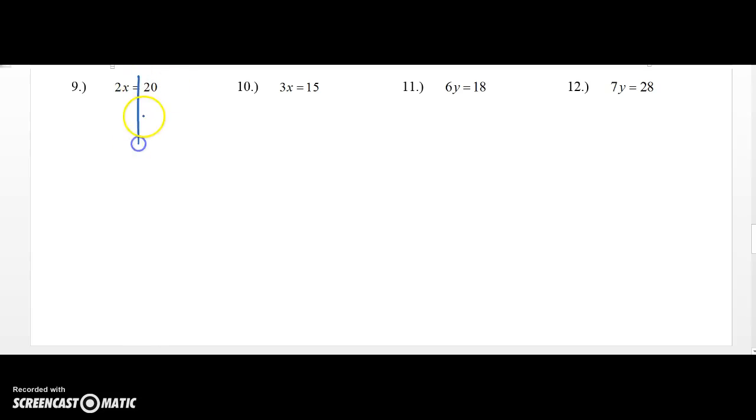Number 9, 2x or 2 times x. What's the opposite? We have to divide. So x equals here 10. Moving on, 3x equals 15. Numbers attached to variables always mean multiplication. What's the opposite? Division. So go ahead and divide by 3 on both sides. So you get x equals 15 divided by 3. You get 5.